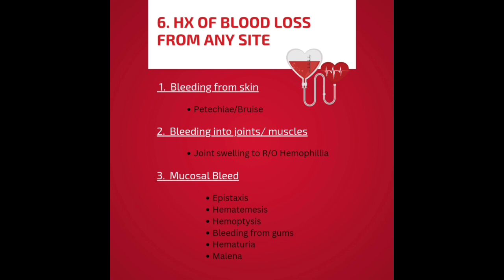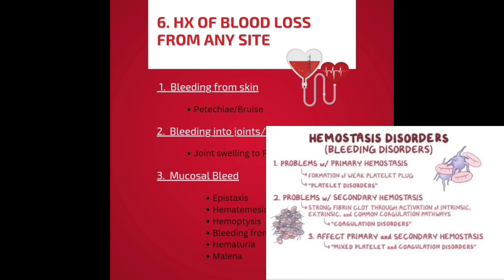Take the history of blood loss from any site. First of all, bleeding from skin. Ask about petechiae or bruises to rule out thrombocytopenia. Then ask about bleeding into joints or muscles, joint swelling, to rule out hemophilia. Then is the turn of mucosal bleeding. Ask about epistaxis, hematemesis, hemoptysis, bleeding from gums, hematuria or melena to rule out bleeding disorders.